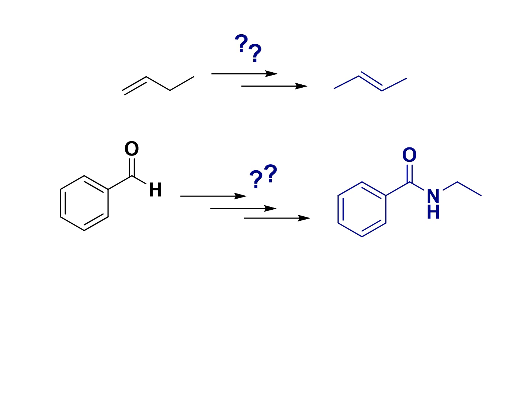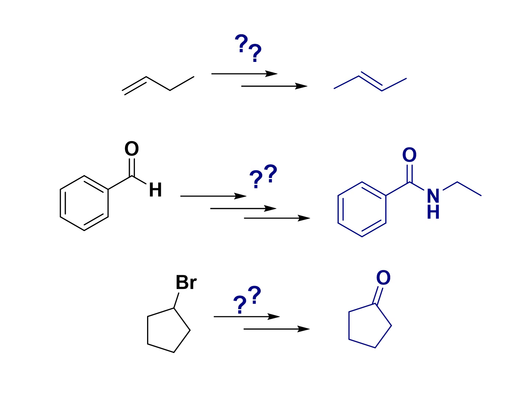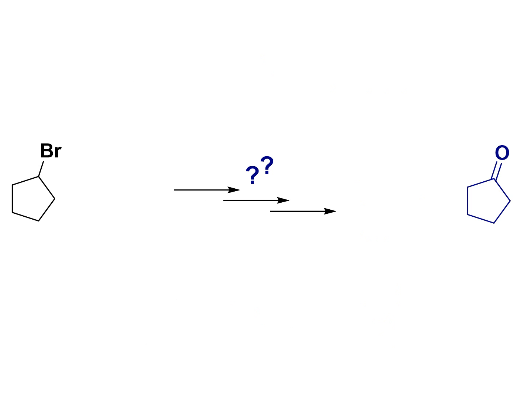Or convert 1-butene to 2-butene? Or bromocyclopentane to cyclopentanone? In all these examples, we need a series of steps, and the overall route is not immediately obvious. How might we convert this starting material to cyclopentanone?